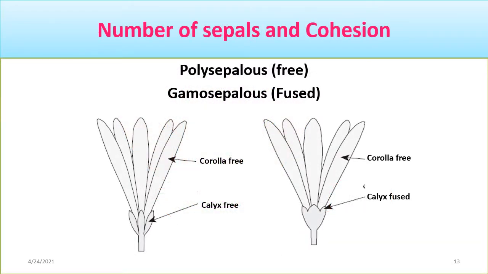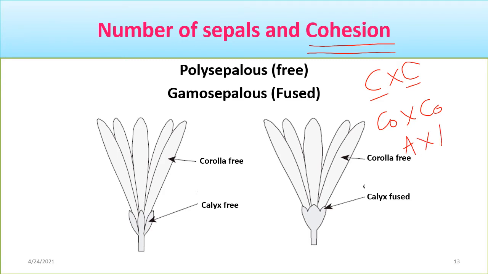So here the first characteristic studied is cohesion. Now what is cohesion? When one member of a particular floral whorl is attached to a member of the same floral whorl, that is called cohesion. It means if a member of calyx is attached to a member of calyx, a member of corolla is attached with a member of corolla, a member of androecium is attached to a member of androecium, a member of gynoecium is attached with a member of gynoecium. This is called what?